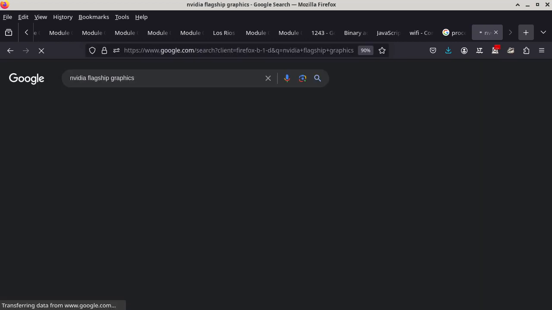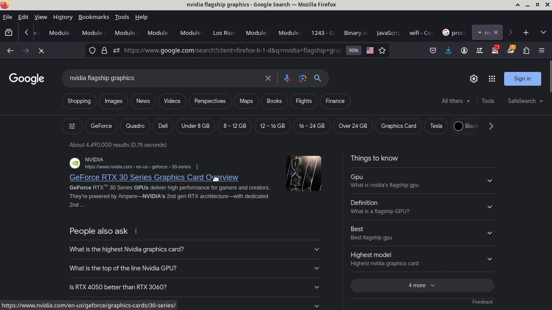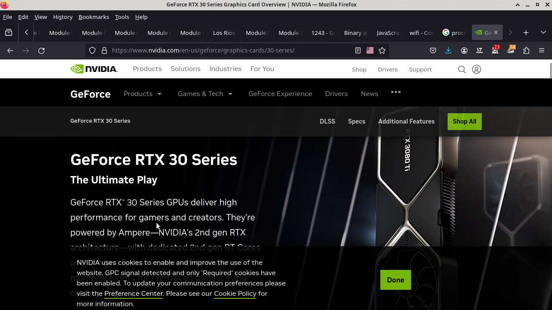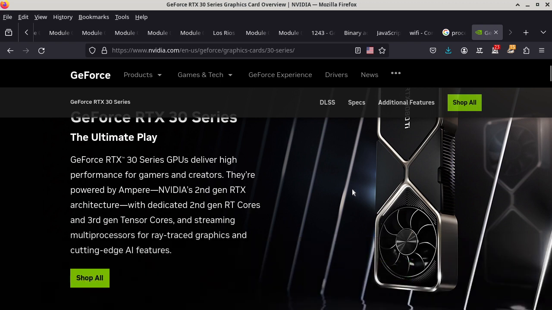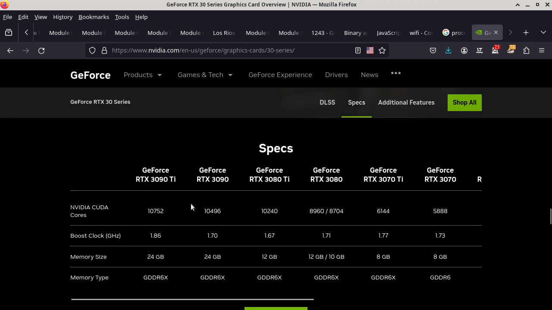The 4090 has 16,000 CUDA cores. Okay, I don't even know whether this is the flagship, but looks like it is. Okay, so let's look at the spec. So the RTX 3090 Ti looks like that. It really is the flagship. It has 10,752 CUDA cores. Each core is a quote unquote GPU. So 10,752 individual cores on a single graphics card.